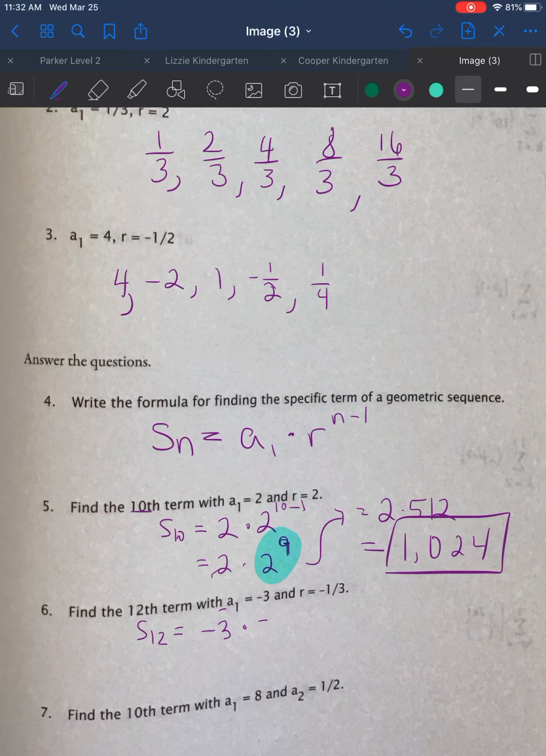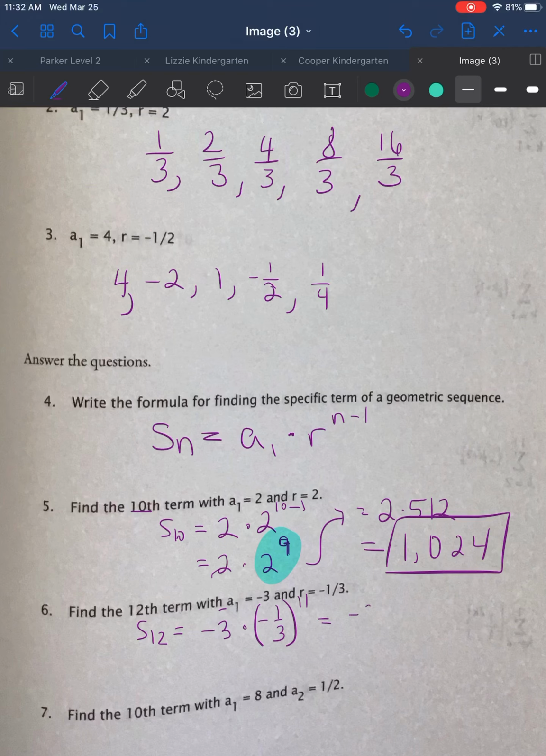Negative 1/3, I'm going to put in parentheses just so I can see what's happening here, to the n minus 1. Our n is 12, minus 1 would be 11. I'm just going to save a step and go ahead and subtract 1. Okay, so again, we need to do negative 1/3 to the 11th power, which is the same thing as negative 1 to the 11th power over 3 to the 11th power.